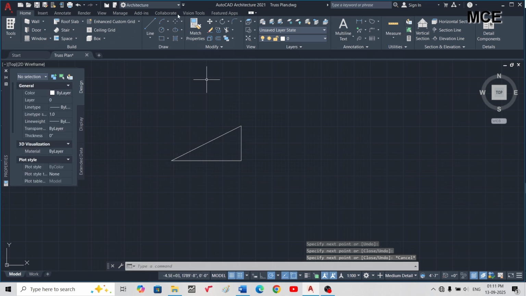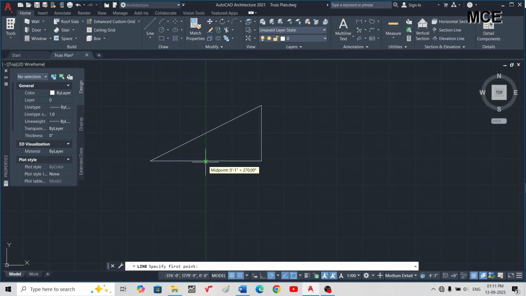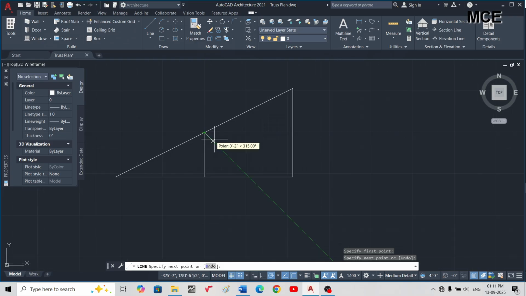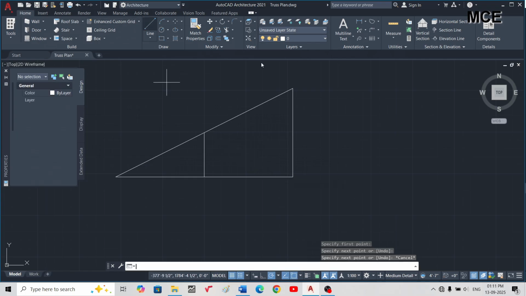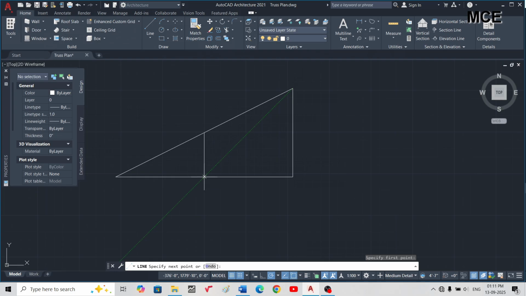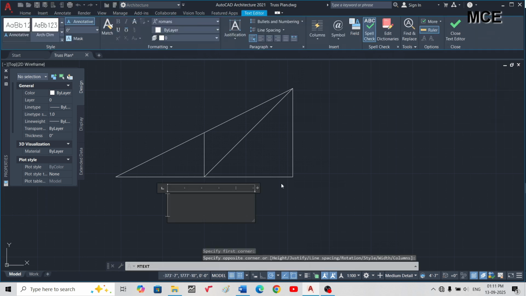After that, you will divide the gap into two equal parts, that is 4 feet 3 inch. You will draw the vertical, and then you can join it to get the inclined member. This is my truss T3, and they are 8 in number.